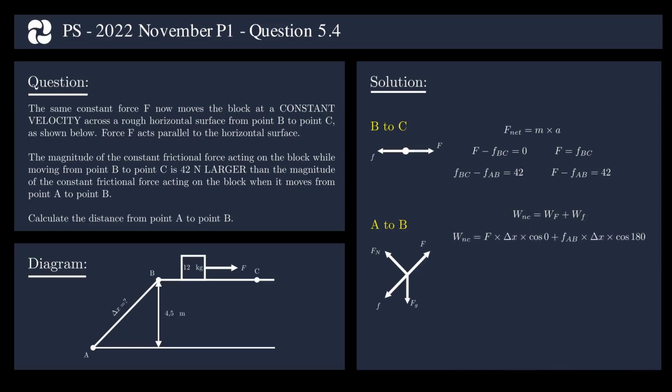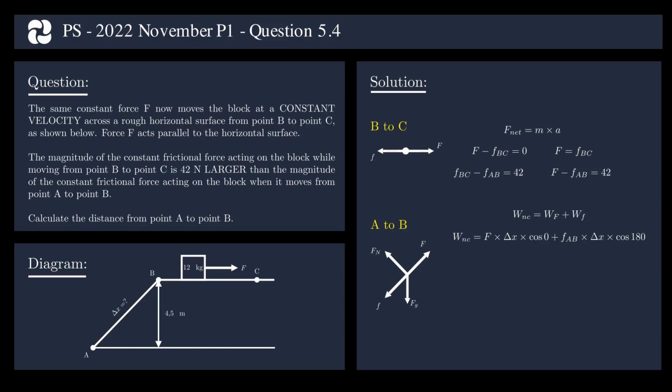Work done by the force F is equal to F times displacement times cosine 0. Both the force and the direction of the displacement of the block are up the incline. Therefore, the angle between these two is equal to 0. Work done by the frictional force is equal to friction force times displacement times cosine 180. While the block is moving up the incline, the friction force is down the incline. Therefore, the angle between the force and the displacement is equal to 180 degrees.